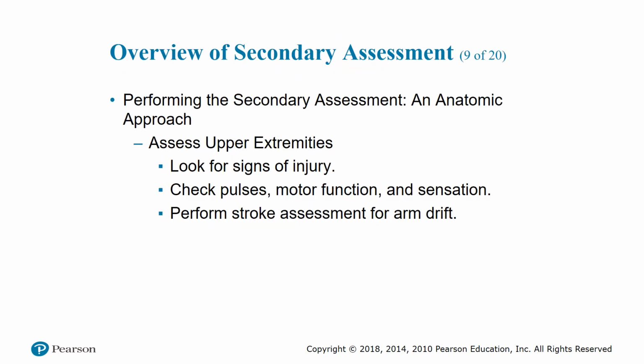The upper extremities, same thing. We look for signs of injury. We look for deformities. We look for anything that shouldn't be there. We check for pulses, motor function, sensation. If it's applicable, we perform a stroke assessment for arm drift. And I've seen this arm drift test done a lot of different ways, and I think we make it a little harder than it needs to be.